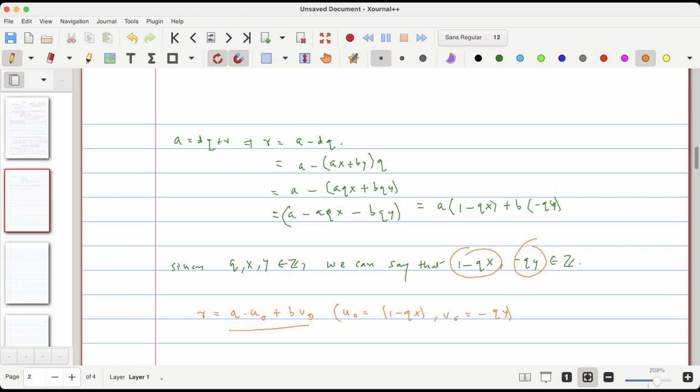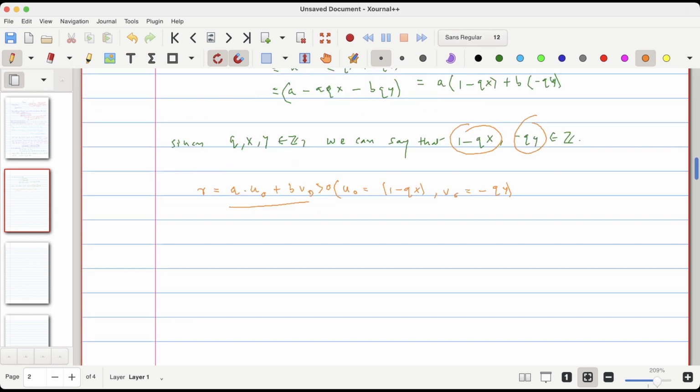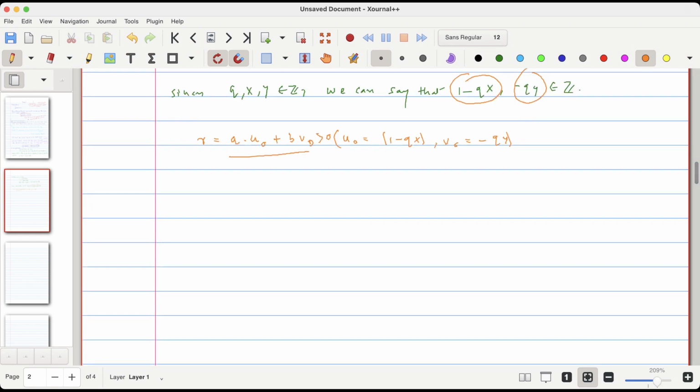And since R was positive, that will imply this number is also positive, right? Because R is the remainder, and the remainder is positive. So this number A U naught plus B V naught is also positive. This means A U naught plus B V naught is an element of T, which is the set which looks like AU plus BV, such that it's a positive integer for each and every integer U and V.